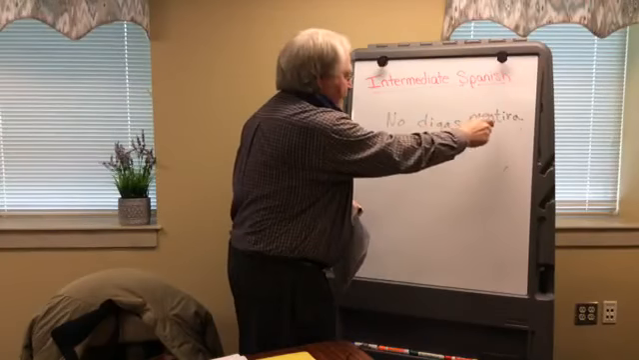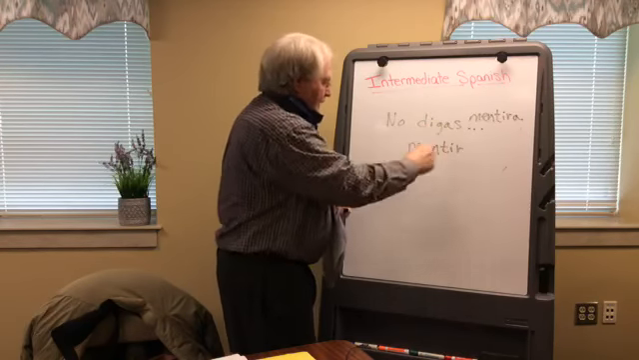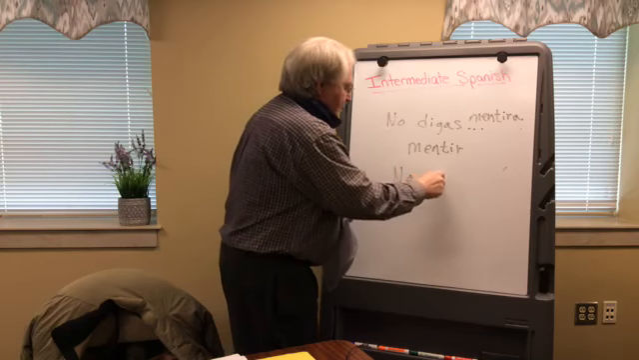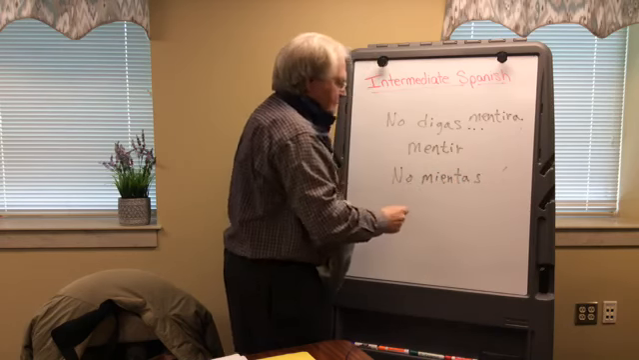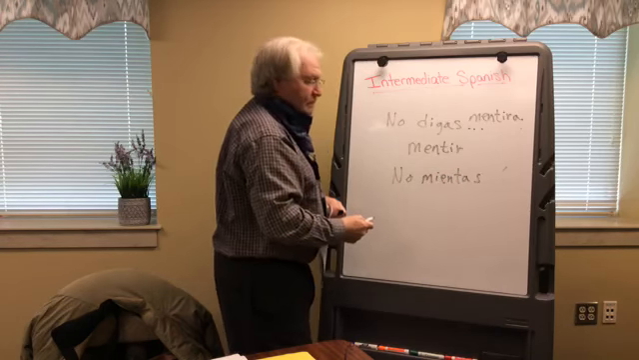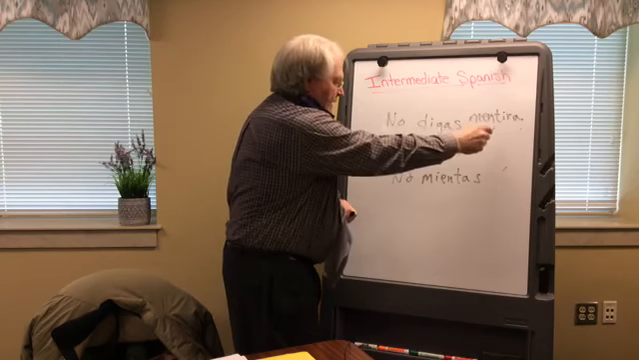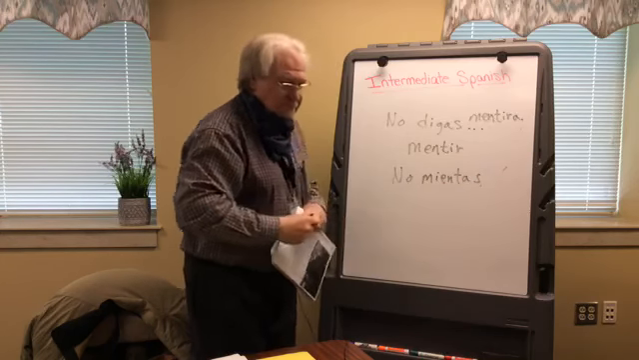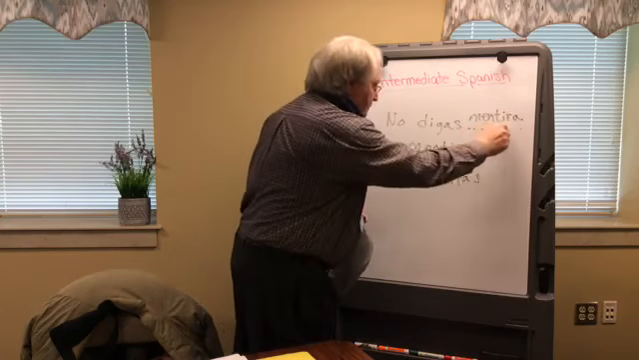So how would we say that without this verb? Just say don't lie. No mientas. No mientas. Don't lie. Don't tell a lie. This is the noun. This is the verb.